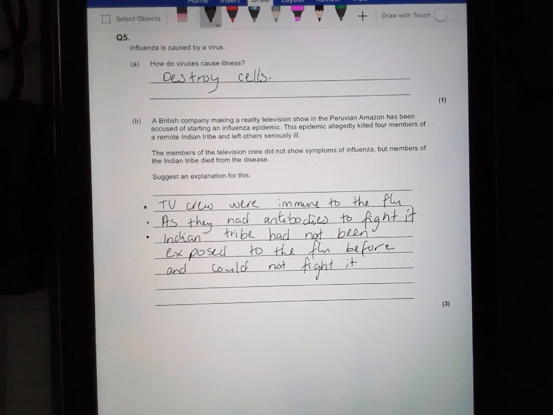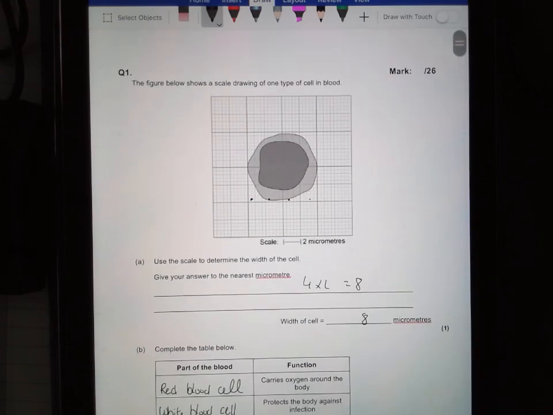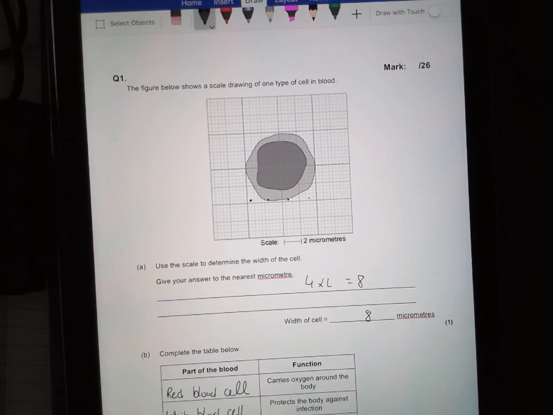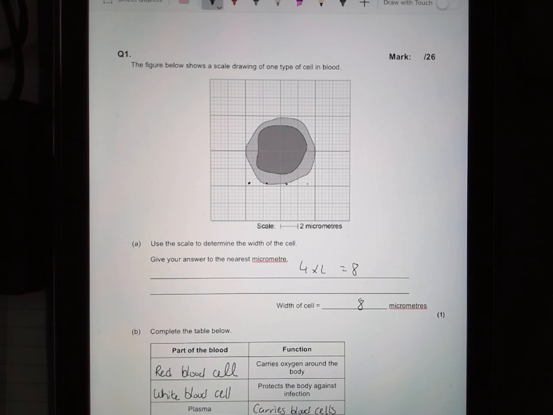Okay, so this comes back to antibodies, memory lymphocytes, and having those antibodies in your blood, enabling you to fight a pathogen that's been in your system before. The TV crew were able to fight it, the Indian tribe were not able to fight it, and it caused deaths. So anything along that line will get you your marks. Okay, so that's the end of our exam questions. It was out of 26, so give yourself a mark out of 26, and that's pretty much all you need to know about the immune system. In next week's lessons, we're going to have a look at vaccines, antibiotics, and drug trials in general.